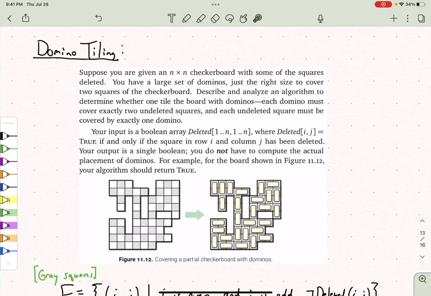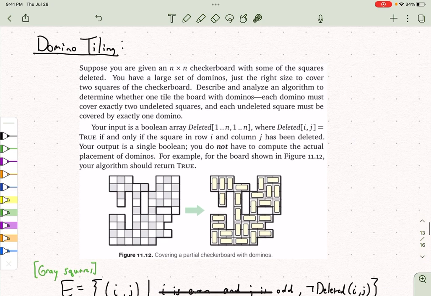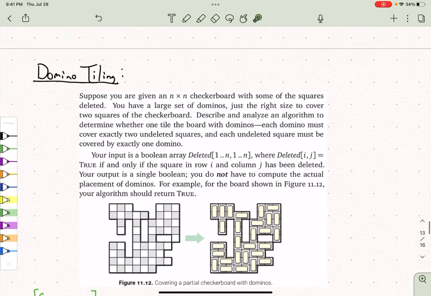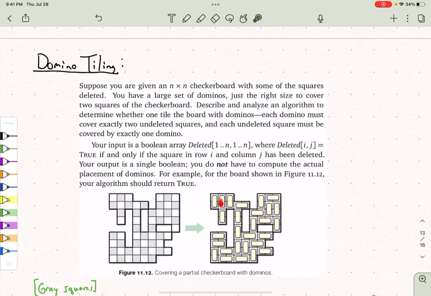Okay, so now here's a little harder example, and by a little harder, I mean it's way harder. This is the domino tiling problem. In this problem, you're given some checkerboard, but certain spaces are removed. And the question is, can you place dominoes on the board so that every single square is covered? And you can't overlap the dominoes. Each domino has to be disjoint from the others. We can't ever have a situation like this where dominoes are shared, or some square is covered by multiple dominoes.